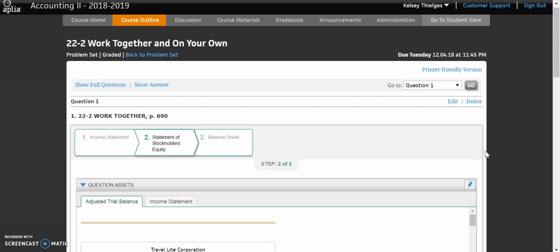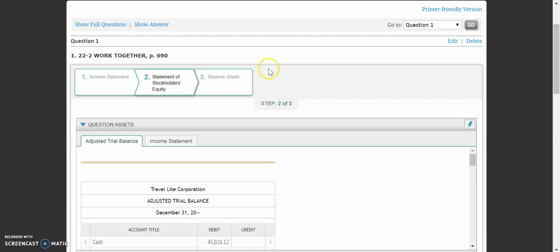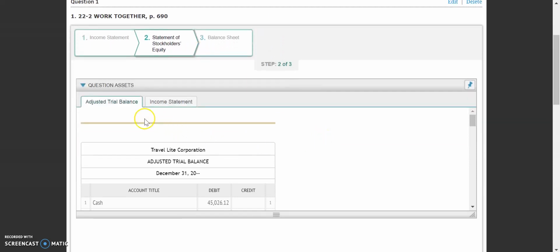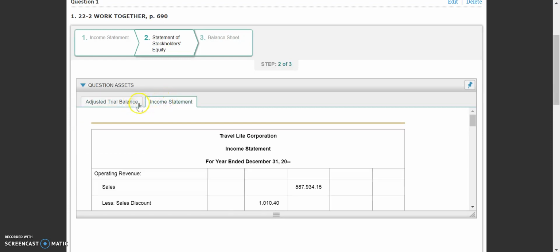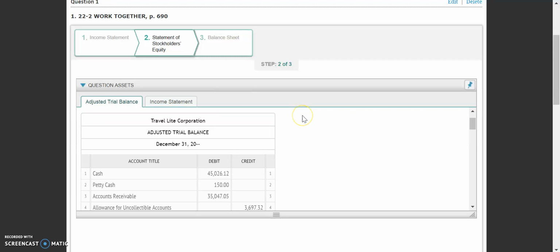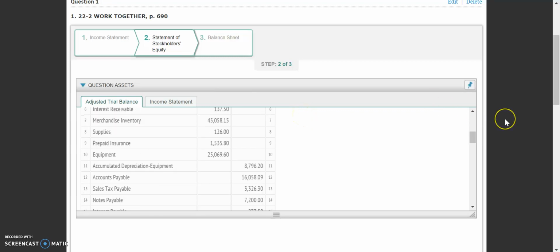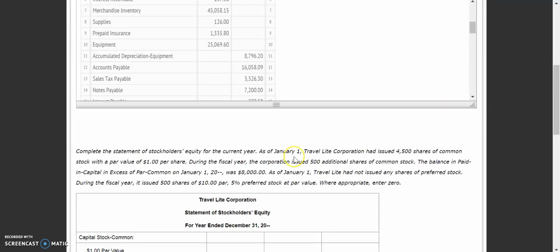Okay, for part two, we are doing step two, which is a statement of stockholders' equity. So we have in our question assets both our adjusted trial balance again and also the income statement, which we just finished in step one. As we scroll down here, it says that we're going to complete a statement of stockholders' equity for the current year.